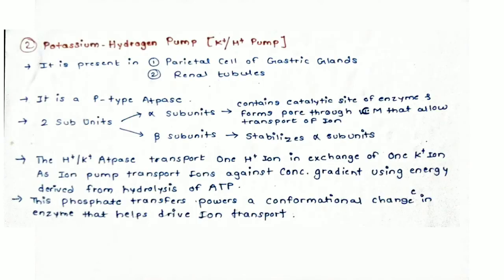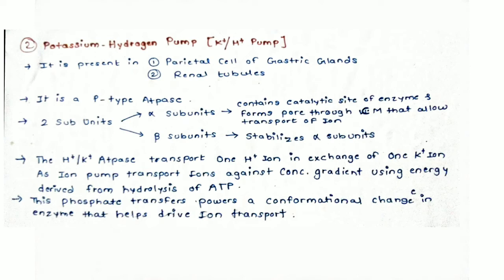So the second pump in the primary active transport is the potassium hydrogen pump, or potassium hydrogen ATPase. It is present in the parietal cells of the gastric gland and the renal tubules. It is a P-type ATPase similar to the sodium potassium pump. It is also a P-type of ATPase. If you want to know about types of ATPase, comment down below. Surely I will make a video on types of ATPase also.